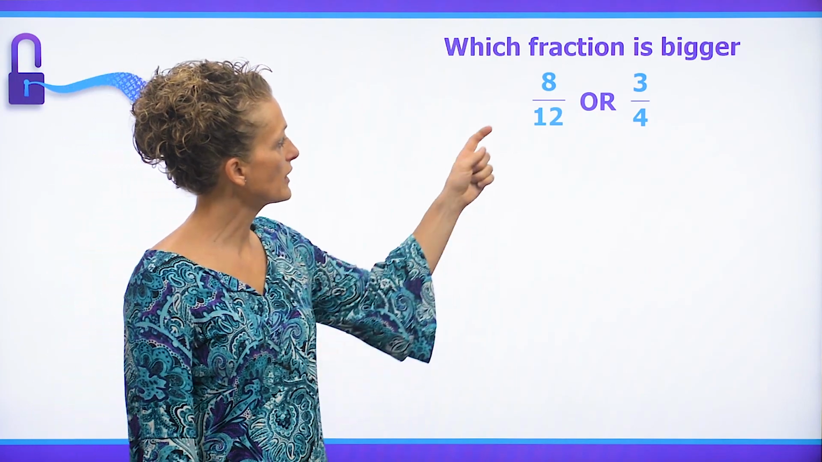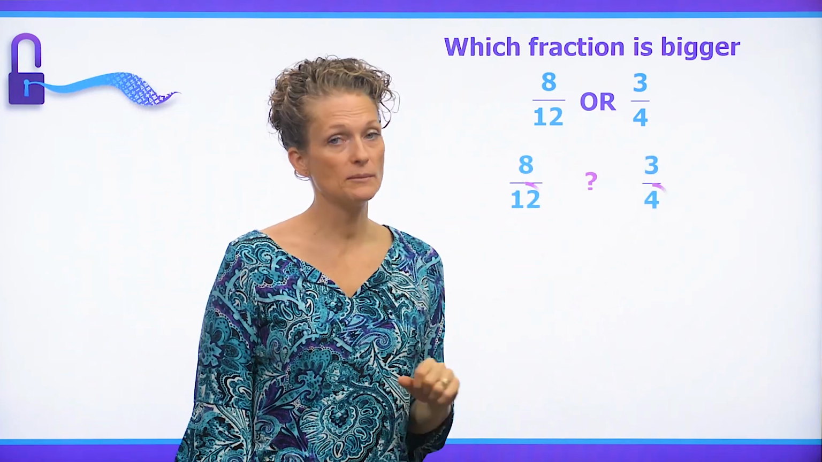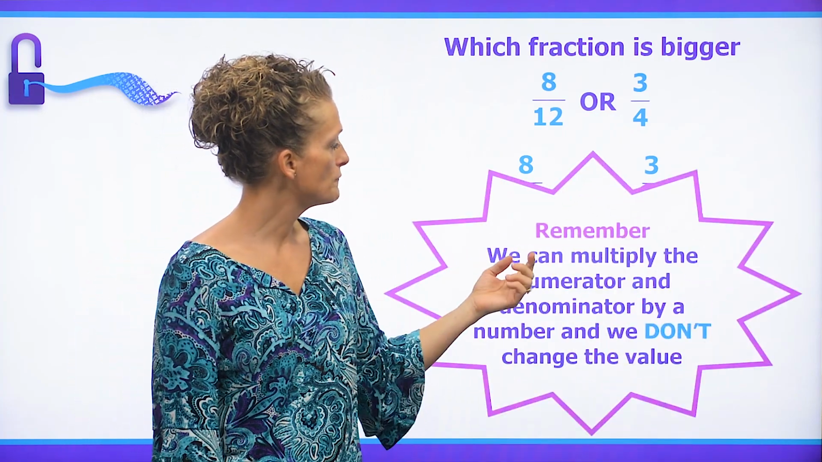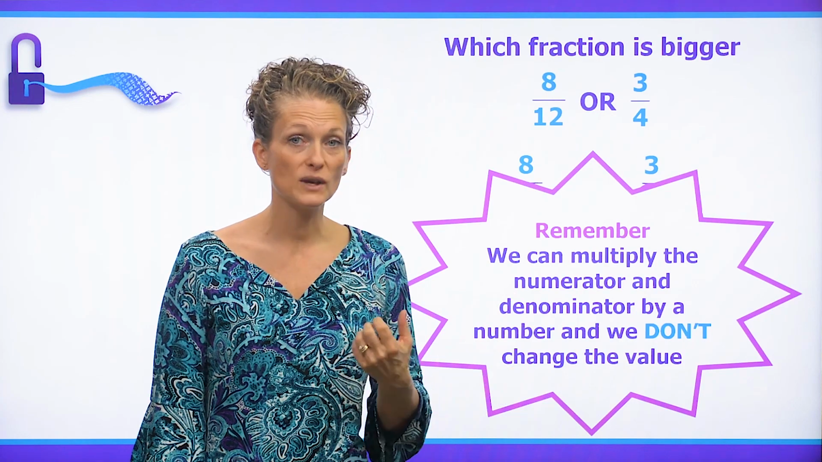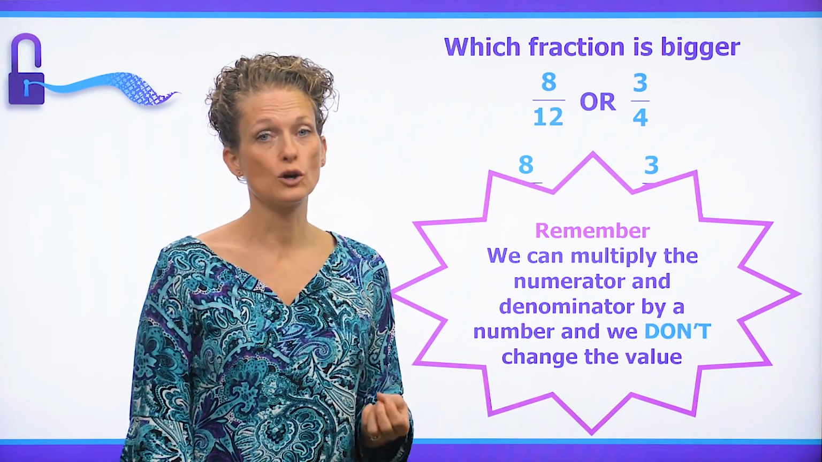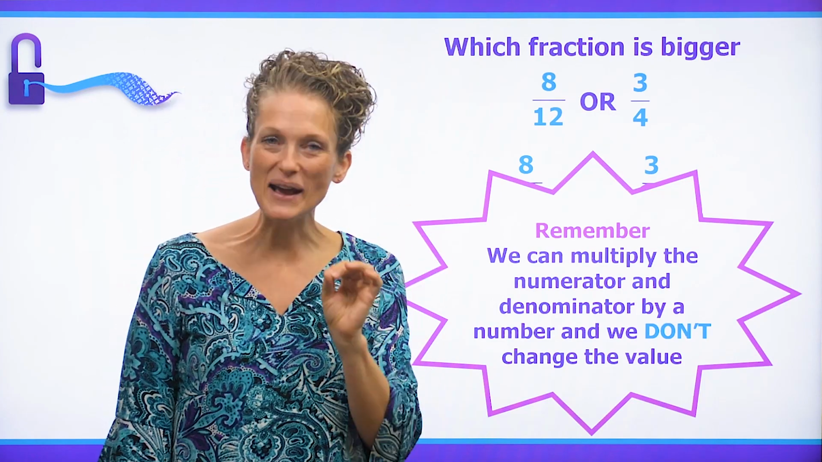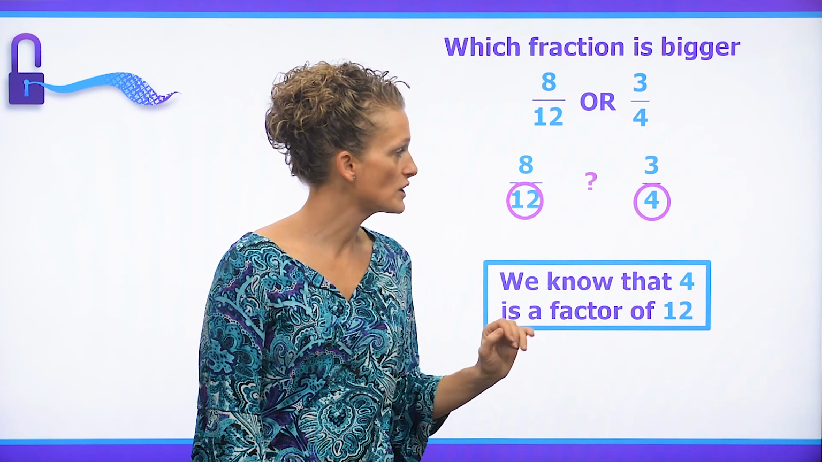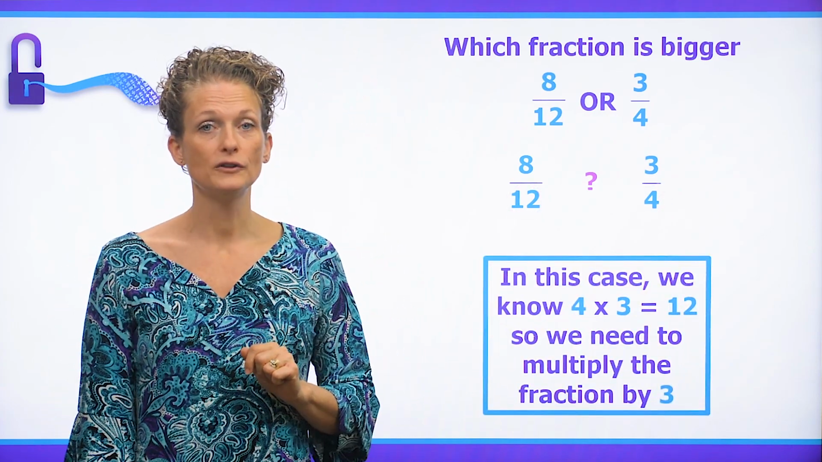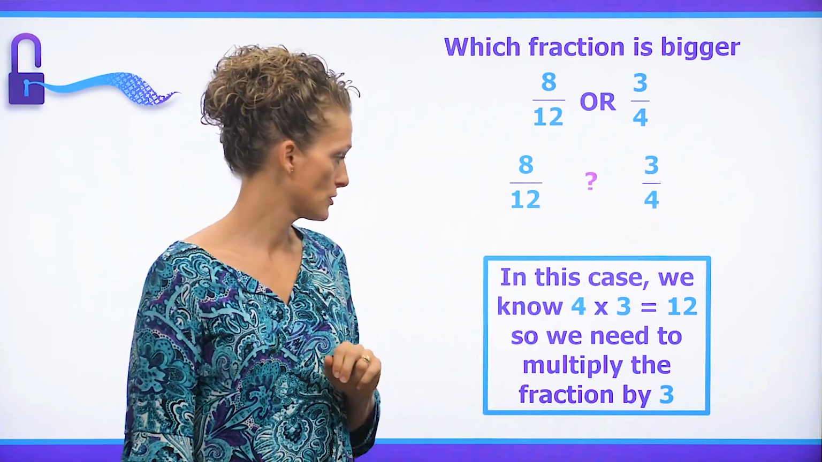Now, which fraction is bigger, 8/12 or 3/4? Again, we can see that the denominators are not the same, and we need them to be the same. So remember, keep in mind again that we can multiply the numerator and denominator by a number, and we don't change the value as long as we multiply both the numerator and denominator by the same number. So we know that 4 is a factor of 12, and in this case, 4 times 3 equals 12, which means that we have to multiply this fraction by 3.